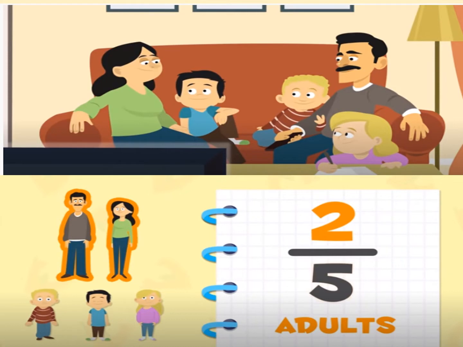The number we should write up is called numerator. The numerator is the number of the parts, or the number of the adults. We have got 2, so we have to write 2 up. Now we should write down the whole number. The whole number here is 5, so we should write down 5, and the fraction will be 2 over 5.